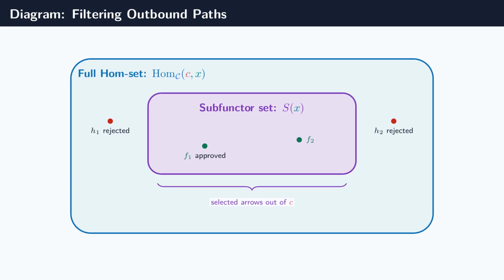This filtering diagram is the outbound version of bags within bags. The large set contains all arrows from C to X. The purple subset contains the arrows approved by S. Some arrows are in and some are out. But a cosieve is more than a list of approved arrows. It must also approve every forward continuation of an approved arrow.